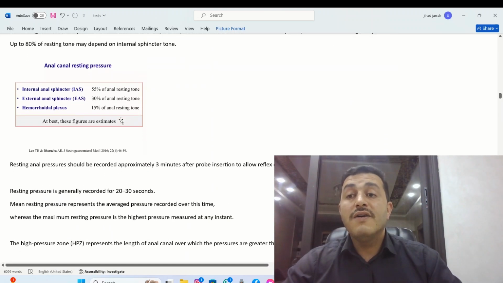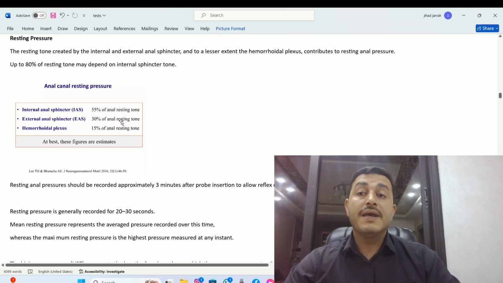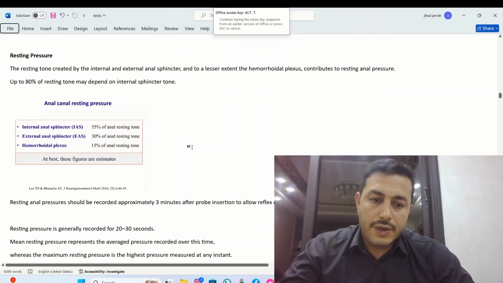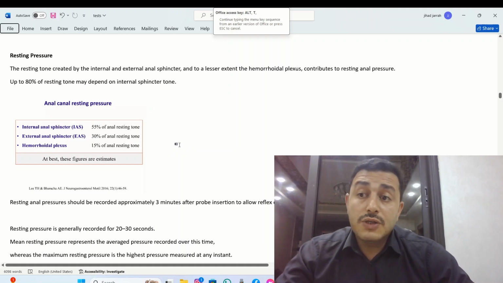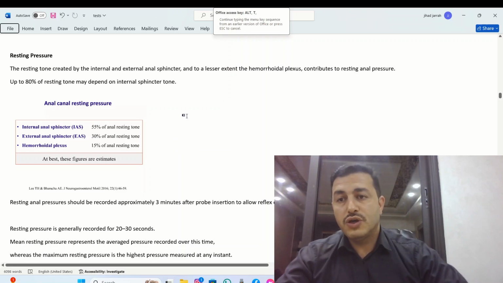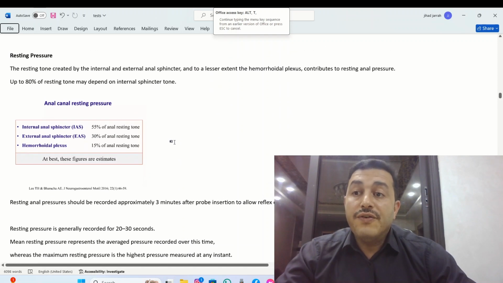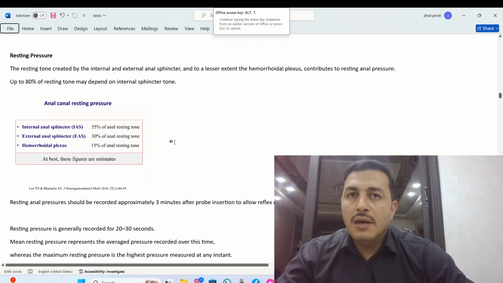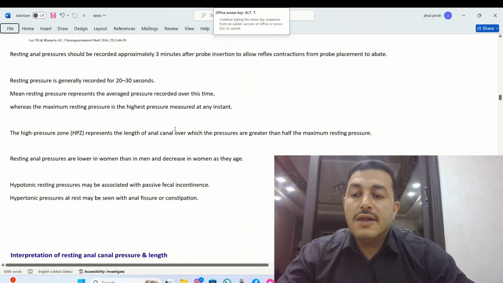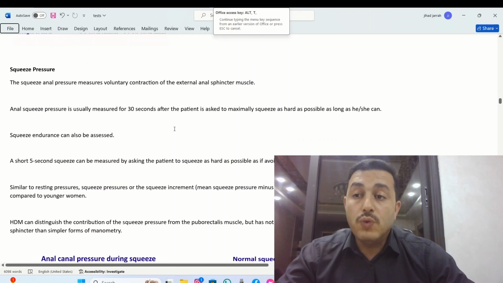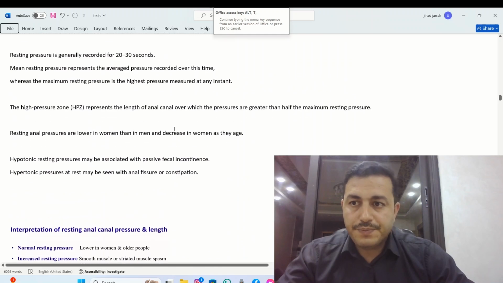These parameters, first let's talk about the resting pressure and its significance. Okay, apart from the slow and ultra slow pressure which are detected when inserting the probe, the first intentionally measured pressure is the resting pressure. Then we go to the squeeze pressure.